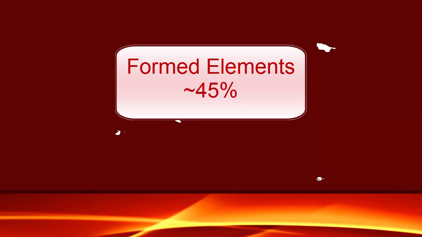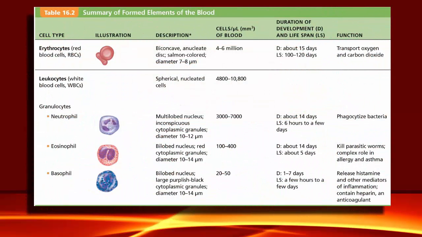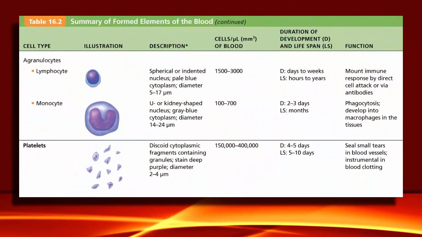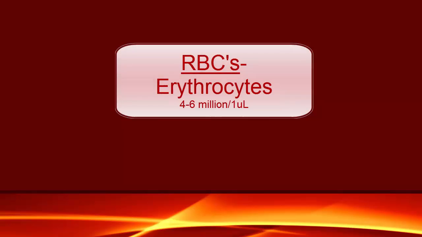Now we're going to take a look at the formed elements, or the cells. This table from your textbook does a really good job of summarizing the blood cells and all the information that you need to know about them. We're going to be looking at the blood cells in lab, looking at blood smear slides, so make sure you know how to recognize them. Let's go through the names of the blood cells and then we'll take a look at them on a slide.